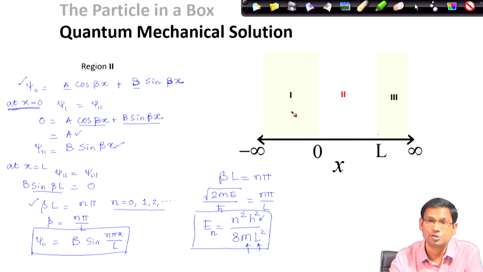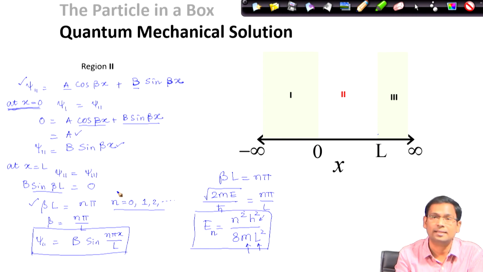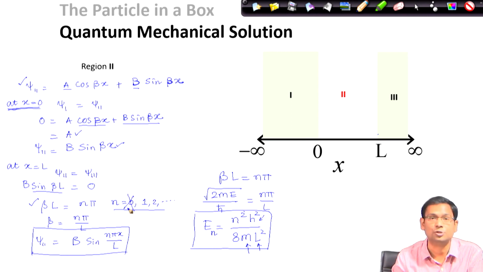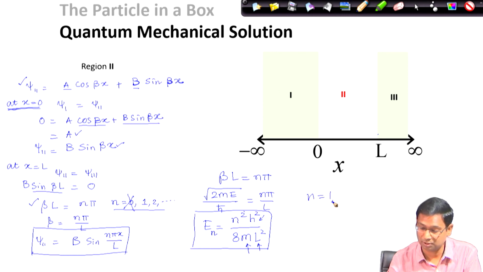We already knew that the wave function has to become 0 in region 1 and region 3. Now, if n is 0, then the wave function is also 0 throughout the region between 0 and L. So, if n is 0, the wave function is 0 all along. If the wave function is 0, its probability density is 0 throughout. That means there is no particle, and that is a trivial solution, which is not acceptable. So we exclude the n equals 0 condition. Therefore, the allowed values of n are n equals 1, 2, 3 and so on.